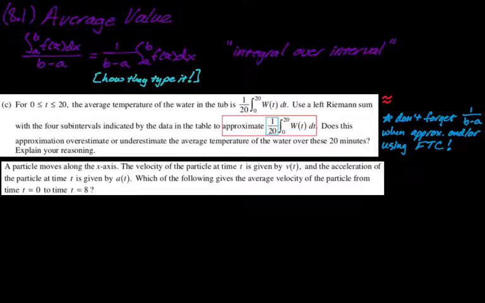So which of the following gives the average velocity of the particle from 0 to 8? Average velocity. So my recommendation is when you see average velocity or average temperature or average height, whatever, in your mind, you should try to think of it as the average value of the velocity function. So between average and velocity, put value of the, and then velocity function. That'll help you to figure it out. So in this case, it would be 1 over 8 minus 0, the integral from 0 to 8 of v of t dt.